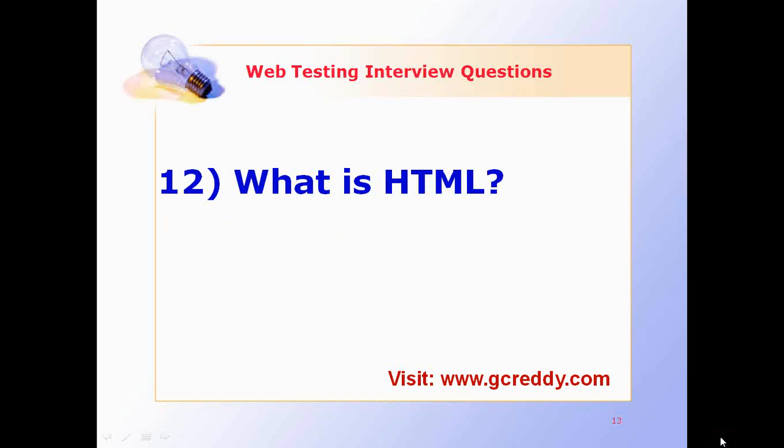Next, what is HTML? HTML stands for Hypertext Markup Language. It is for displaying web pages and other information. Basically, it is a data presenter in the web.